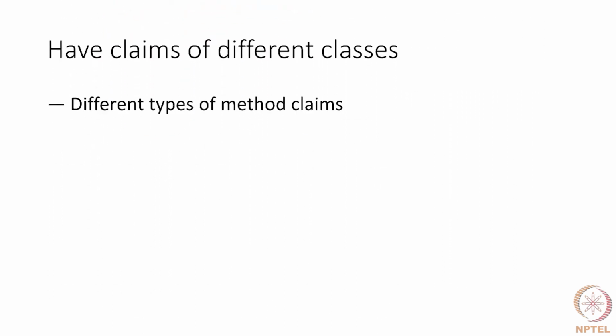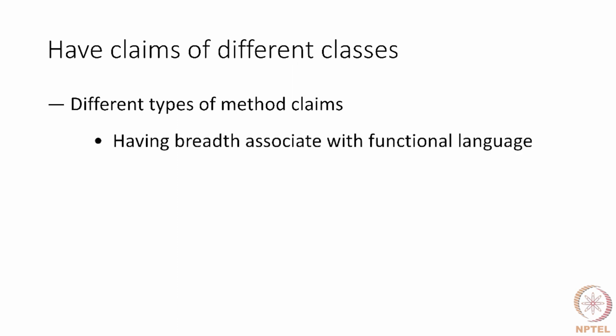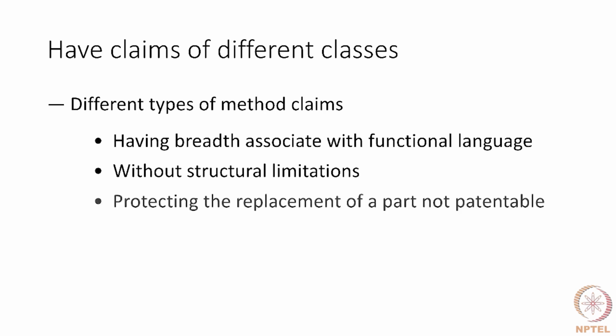Have claims of different classes, different types of method claims. The breadth of a claim could be associated with the language you use, and process patents or method patents allow you to have claims without structural limitations, because the elements are not the parts. So the elements are the steps, so you are not bound by structural limitations.